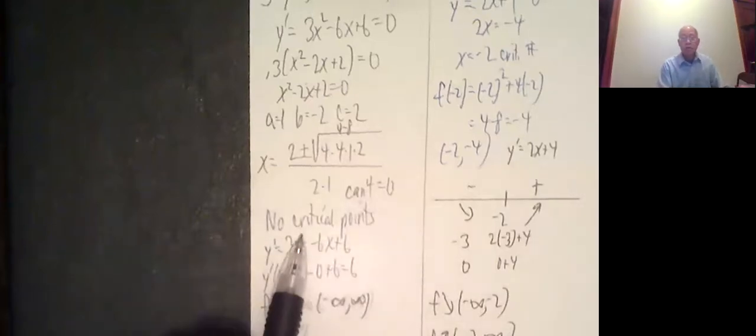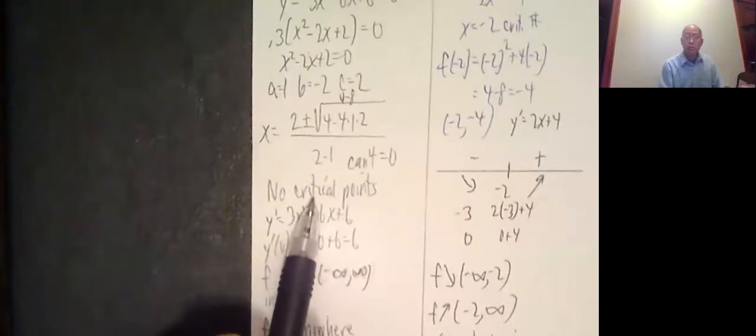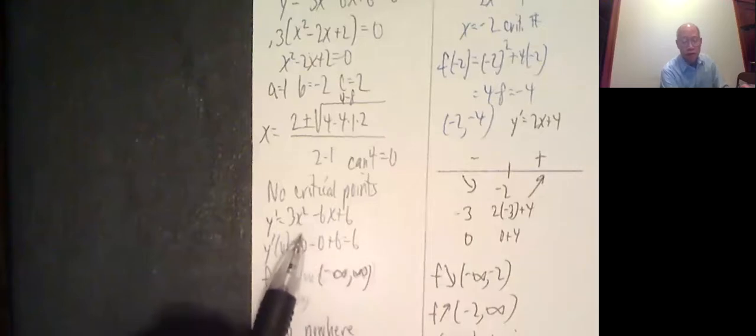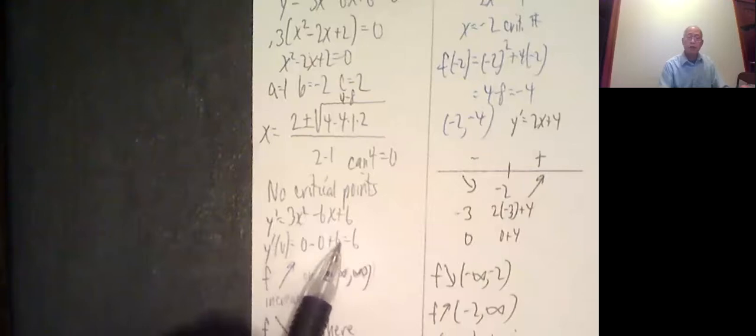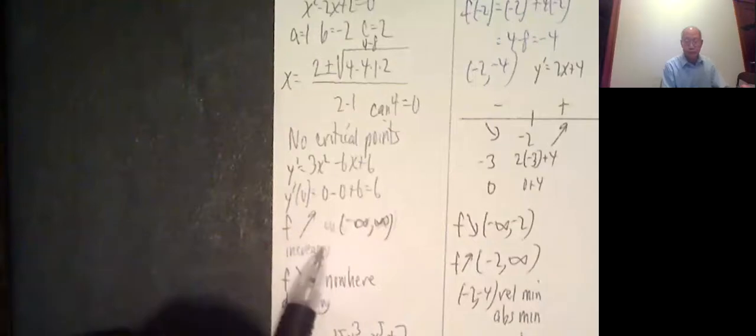Okay, so that means this graph, whatever it looks like, has no maxima or minima. In fact, the whole graph will do the same thing, either increase or decrease. What you can do is just plug in a nice number like 0. Y prime of 0, you get 0 minus 0 plus 6 is 6. That's positive. That means the function's always increasing. This is my abbreviation for increasing. As I move from left to right, it's going up.